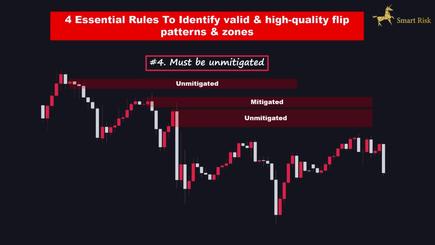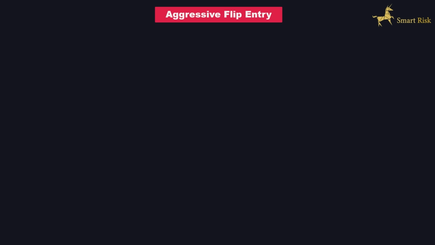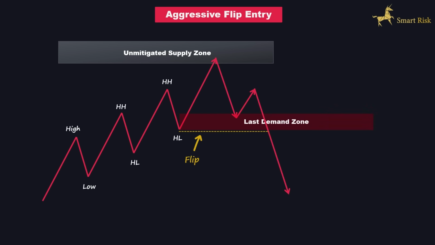Now, let's dive into the details of using aggressive and conservative entries when trading with the flip setup. Now let's explore the aggressive entry model. As you can see, we have identified a valid flip pattern where the price was rejected from a higher time frame supply and failed to make a new high. After testing the most recent demand zone, it broke downward, confirming the flip pattern.